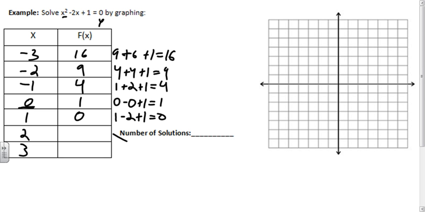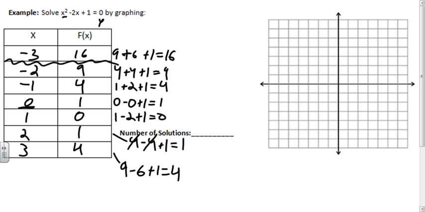Move this one off to the side. 2 squared is 4. Minus 2 times 2 is 4. And plus the 1. 4 minus 4 cancel out, and we're left with just the 1. 3 squared is 9. Minus 2 times 3 is 6. And add the 1. So we're left with 4 here. Looks like this one is going to be off the chart. Chart doesn't go quite that high, so we'll start with some of these other ones.